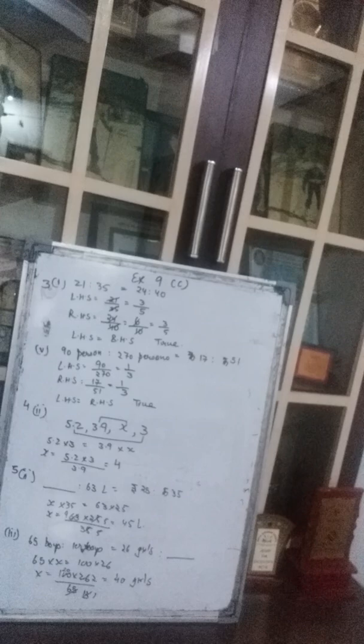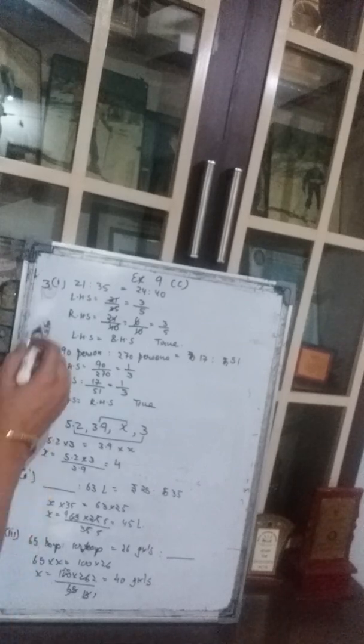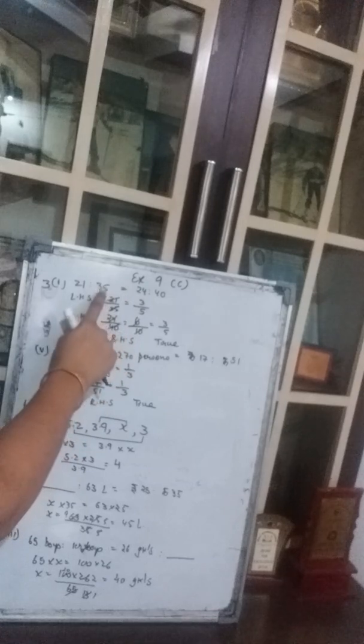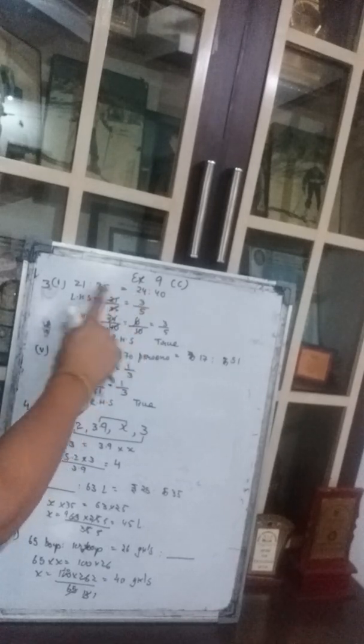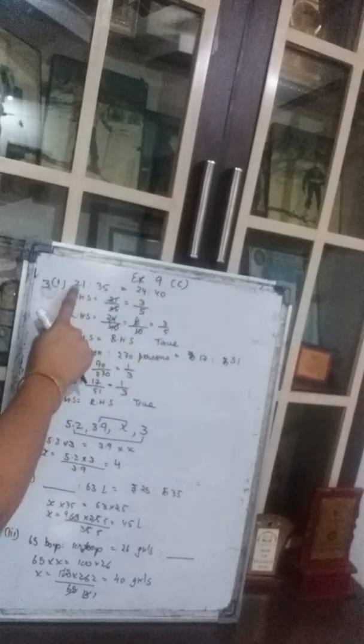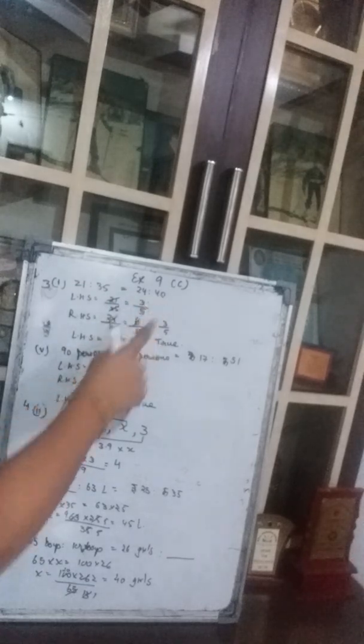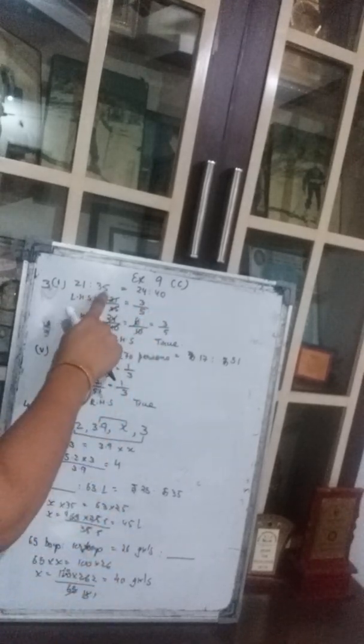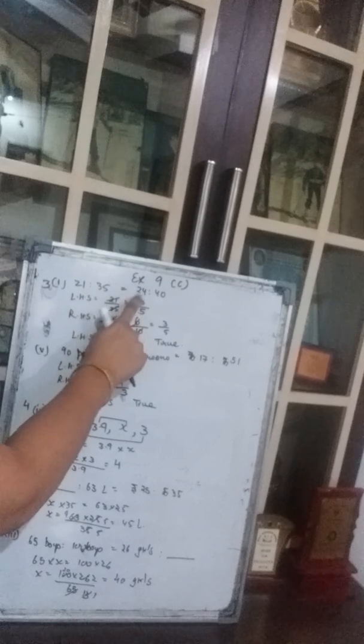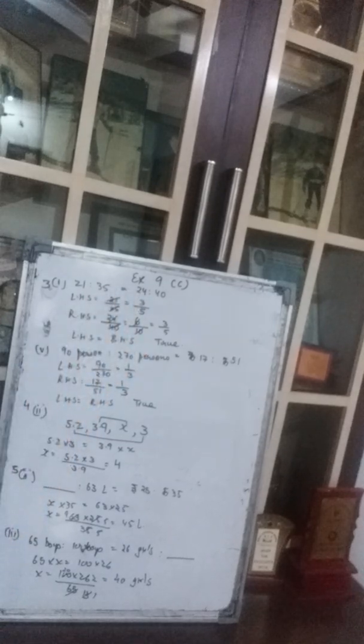Is that clear? Or you can do it by the proportional method. The product of the extremes should be equal to the product of the means. These are the two extreme numbers, so you can multiply 21 into 40. Whatever answer you get, you can multiply these two, which are the means, and whatever answer you get, you can compare. So you can write whether it is true or false. Either way you can do.